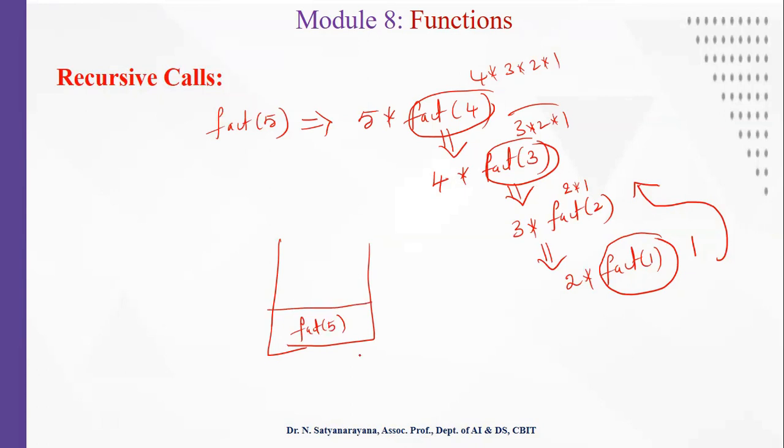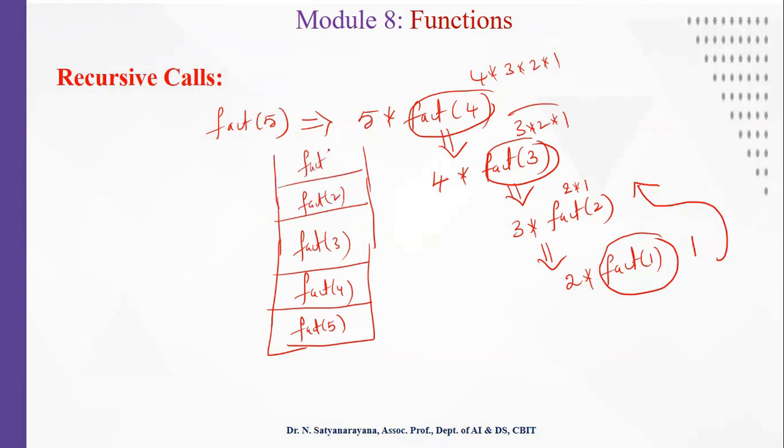The return value and the function name will be pushed in. Then fact of 4 will be pushed. Then fact of 3, it goes on, the stack goes on in the upward direction. Then fact of 2, then we will come to fact of 1.